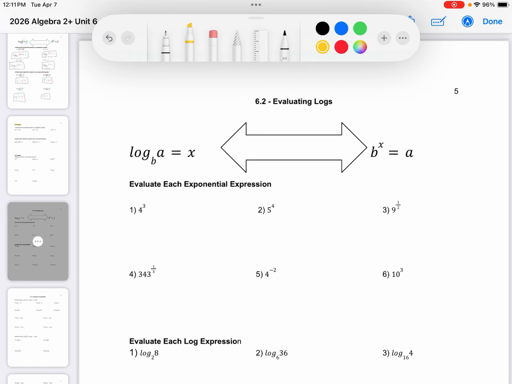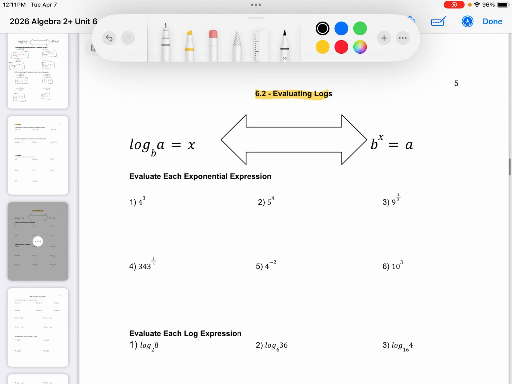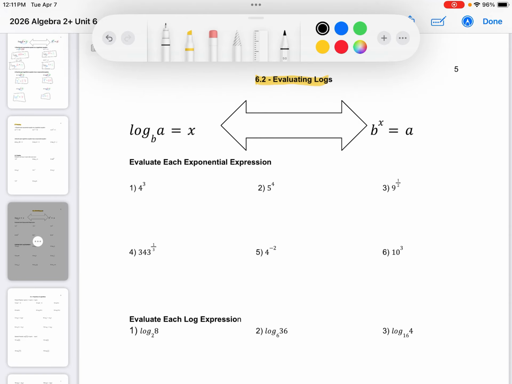All right, section 6.2, evaluating logs. So here we're all looking at evaluating using these logarithmic functions and exponential functions to kind of help understand them a little bit better. The first section we're going to start with, we should already know how to do pretty much all of these based on our last unit.